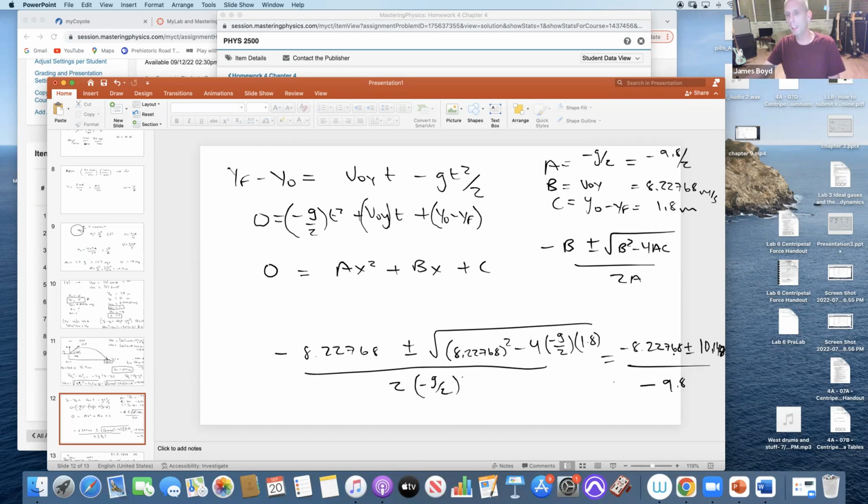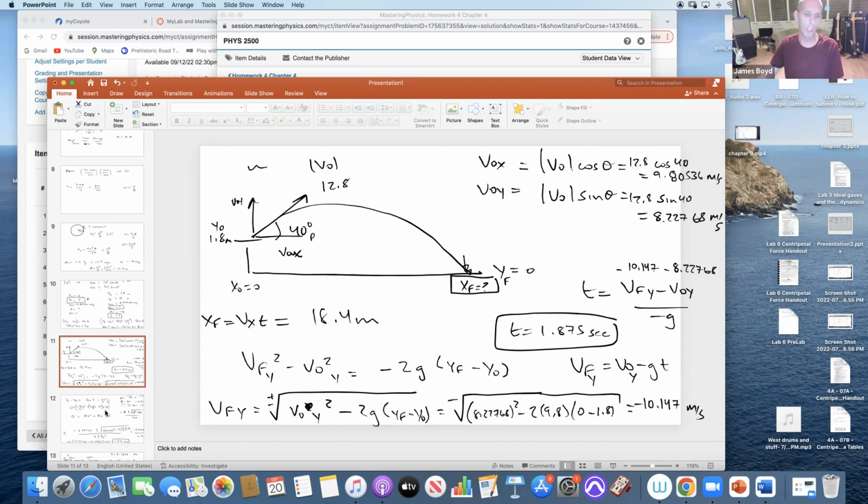If I take negative 8.22 plus 10, then I'm going to get a positive number divided by a negative number, and this has to be time, so I can't do that. I need to get a positive time, which means I'm going to take negative 8.22768 minus 10.1476, divided by negative 9.8, to get a positive time. So add 8.22768 and 10.1476, divided by 9.8, and I get 1.875 seconds, which I believe is what we got, 1.875.